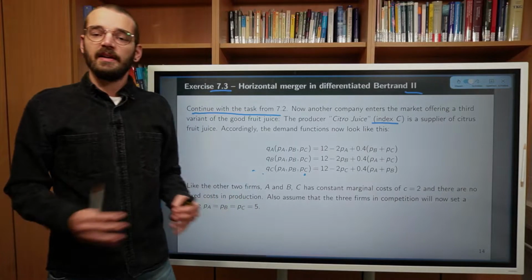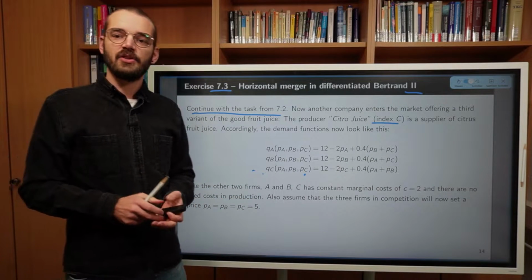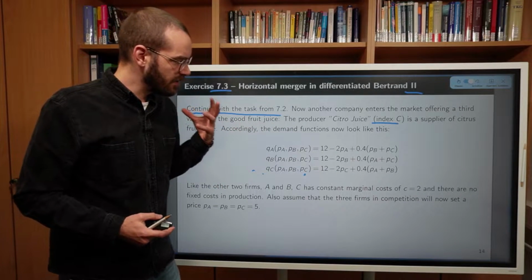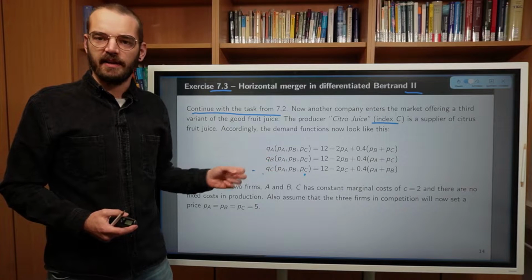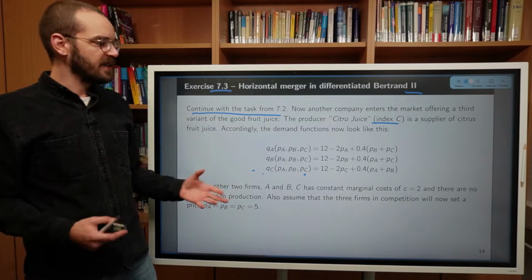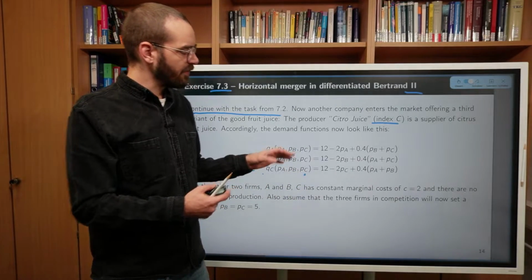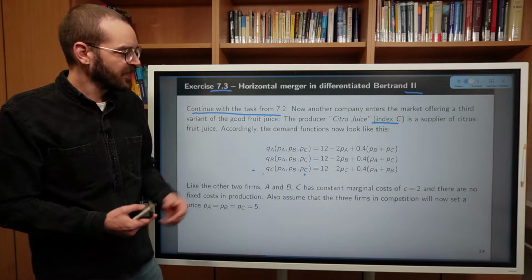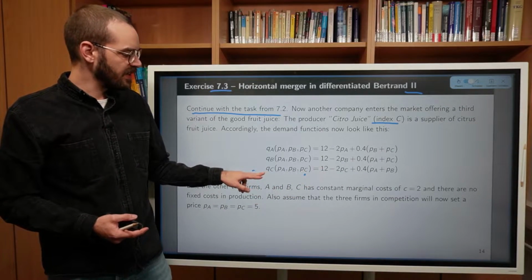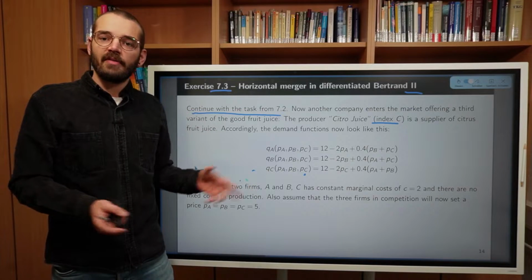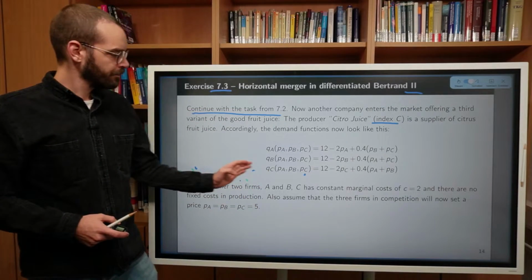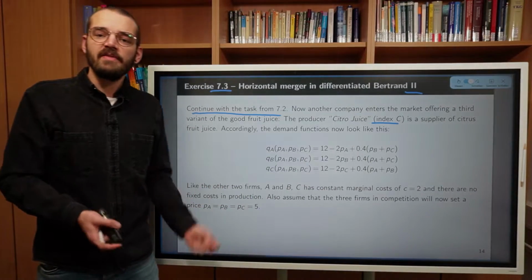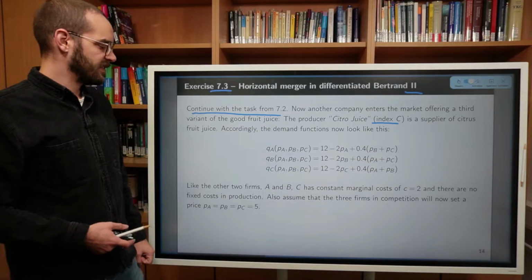So what we know in this exercise, just by looking at the demand functions, is that these goods are substitutes of some kind for one another. If one of the firms, let's say firm A, decides to decrease their price, that would result in a decrease in the demanded quantity for the good of any other producer. So in this sense, this is still the same behaving model as it was in the previous exercise.